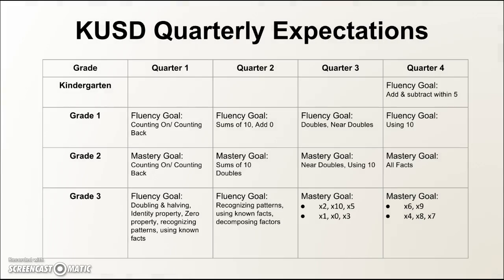In addition to the assessment tools, quarterly expectations for fluency or mastery, depending on the grade level, have been established. These benchmarks are based on a logical progression of facts that begins with foundational facts and then connects each new set of facts to those that have been previously learned. The table on the slide here is a snapshot of these quarterly expectations. For a more detailed explanation of them, you can find that in your curriculum live binder.